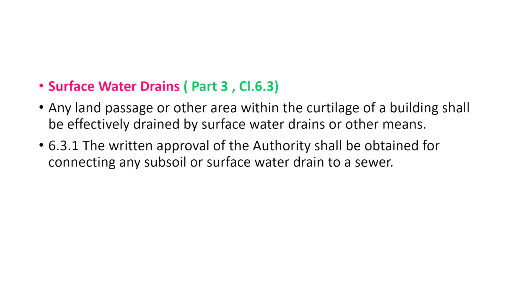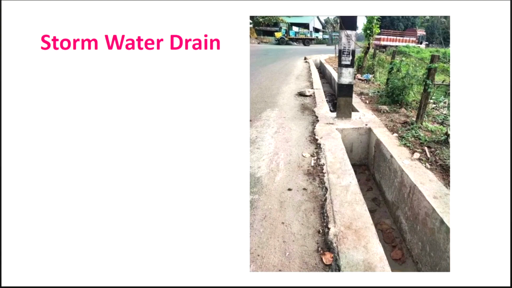Because there may be a case, possibly in a corporation, you may be having a sewer which is passing near your plot and you want to connect your surface water drain to that. So please take the written approval of the authority. And please don't make such a storm water drain so that we have some type of a structure in between and it doesn't serve the purpose.